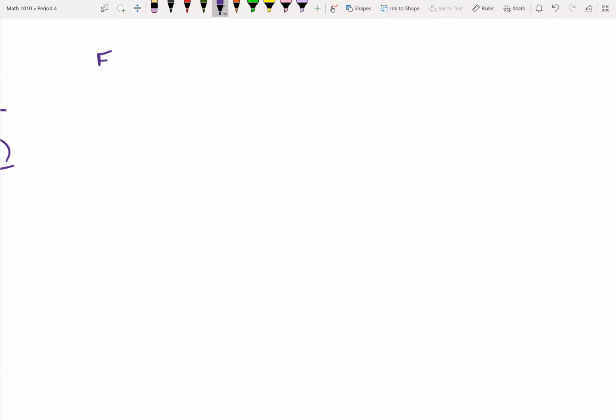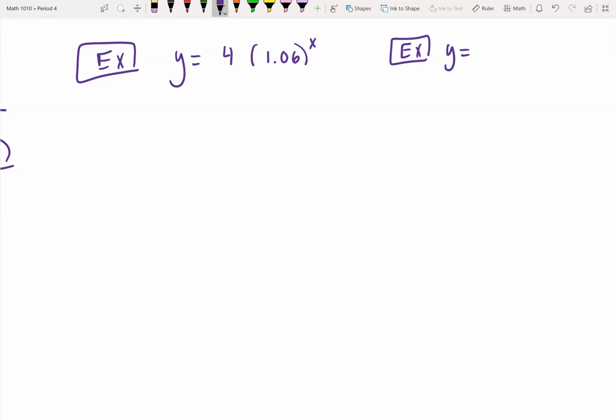Everybody sketch this on your paper somewhere. y equals 4 times 1.06 to the x. And then do another example: y equals 4 times 0.82 to the x power. I want you to write factor and rate over here, and factor and rate over here.